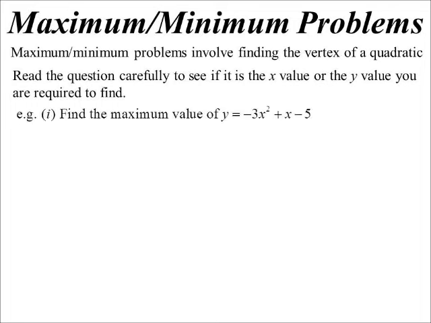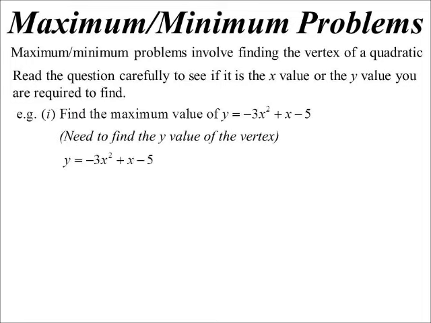So here's just a straightforward, let's find the maximum value of this particular parabola, y equals minus 3x squared plus x minus 5. We know it's going to have a maximum because a is negative, and as we've seen, negative means sad. So it's down here, so I'm up at the top. It's a maximum. Okay, y value of the vertex is what we're looking for.